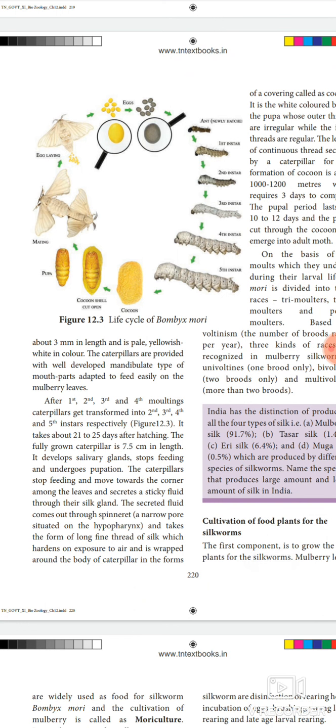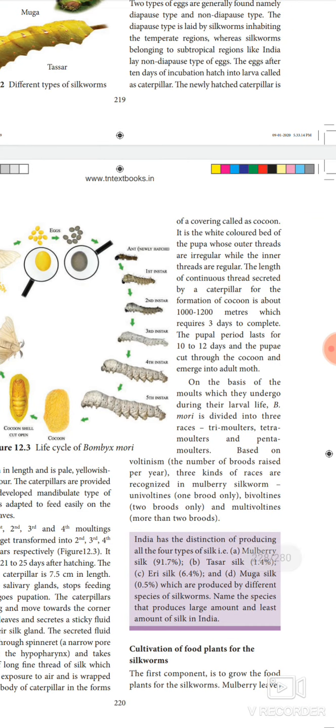The thread hardens on exposure to air and is wrapped around the body of the caterpillar in the form of a covering called the cocoon. So the sticky fluid is what forms the cocoon. It is a white colored bed of the pupa, whose outer threads are irregular while the inner threads are regular. The length of continuous thread secreted by a caterpillar for the formation of a cocoon is about 1000 to 1200 meters, which requires 3 days to complete.